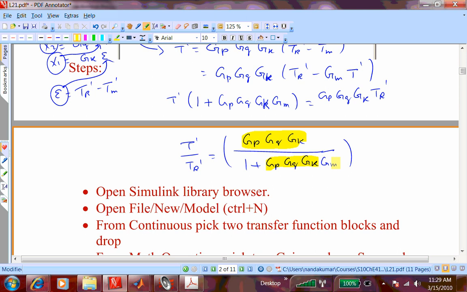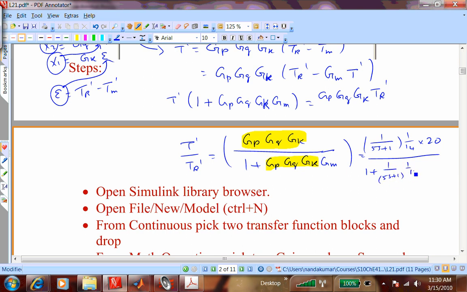Now I can substitute. I think I'm almost out of time. Now I can substitute whatever numbers I have for gp, gq, and gk. In this case, for the process, I will get 1 over 5s plus 1 multiplied by 1 over 14 multiplied by 20 divided by 1 plus 1 over 5s plus 1 multiplied by 1 over 14 multiplied by 20 multiplied by 1 over 0.33s plus 1.